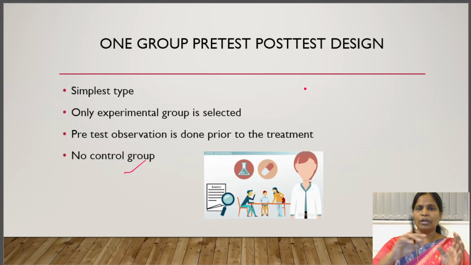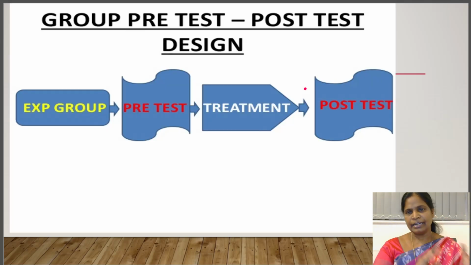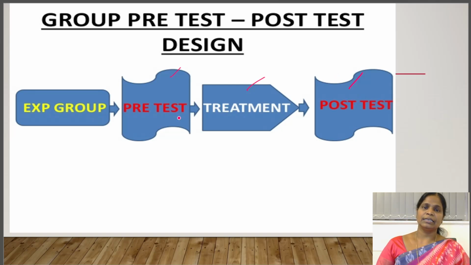But when we say one group pre-test and post-test design, there is a group which is not randomly selected. There is no control group. Extraneous variables are also not controlled. But pre-test is there, treatment is there, post-test is there. Pre-test results are compared with the post-test.